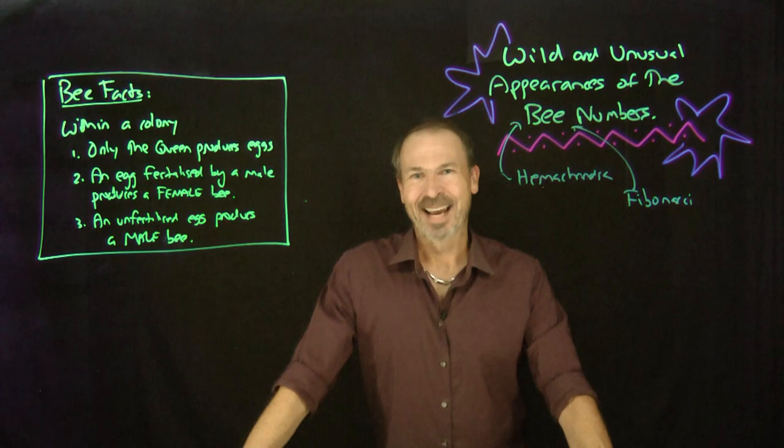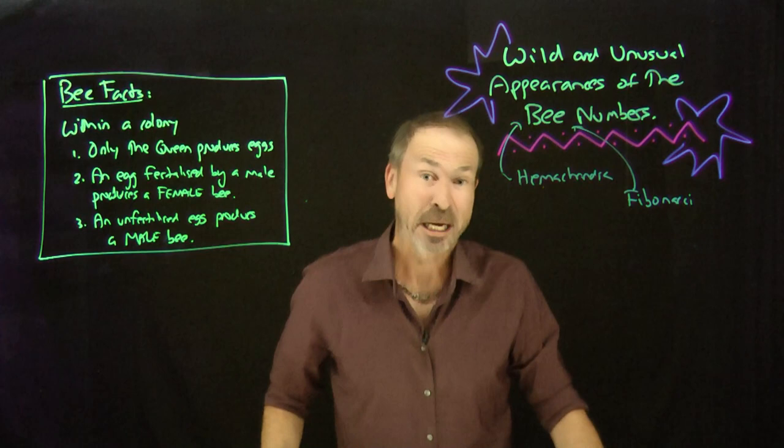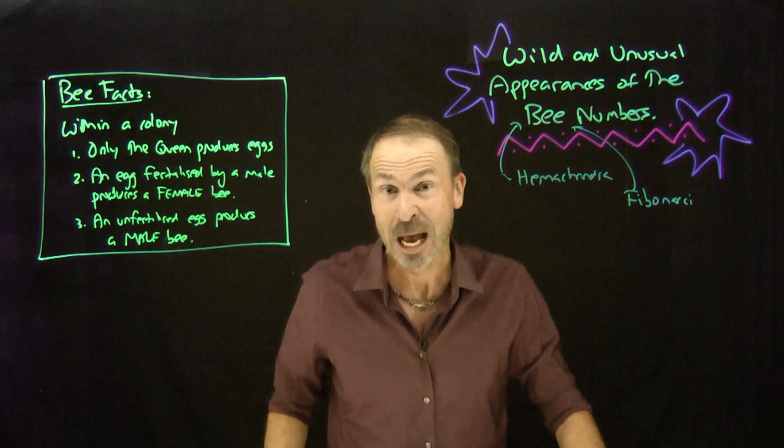G'day. The art of beekeeping is an ancient one, going back some 5,000 years to ancient Egypt. And scholars throughout the ages have been very aware of the strange breeding patterns of bees. For example, it is known that within any colony, only one bee, the queen, produces eggs.